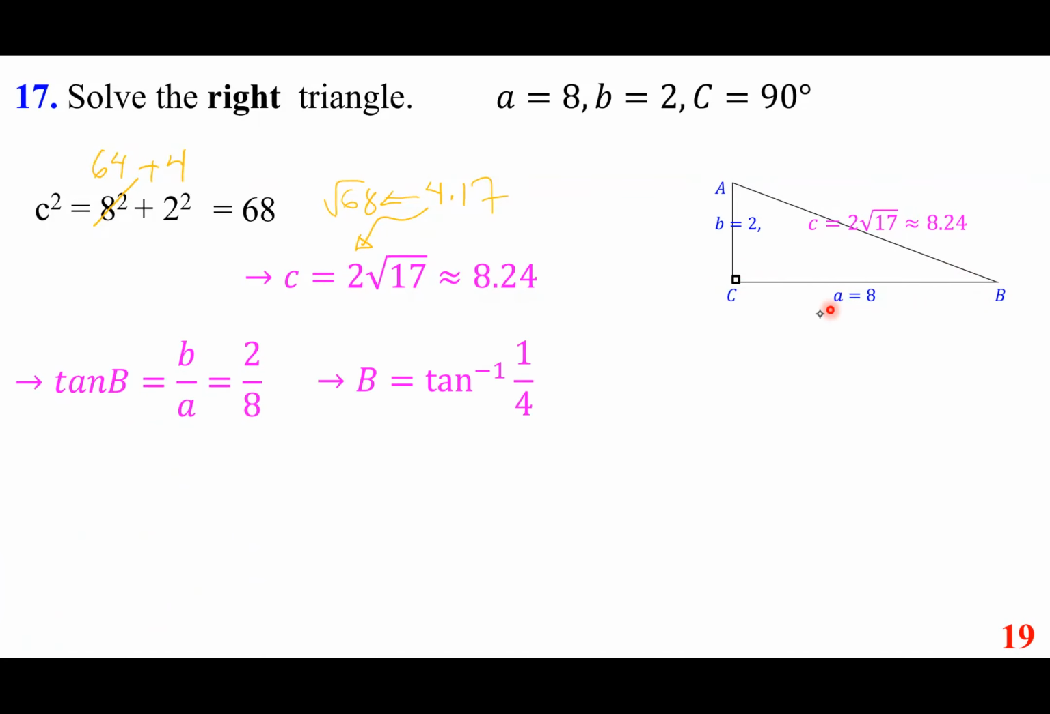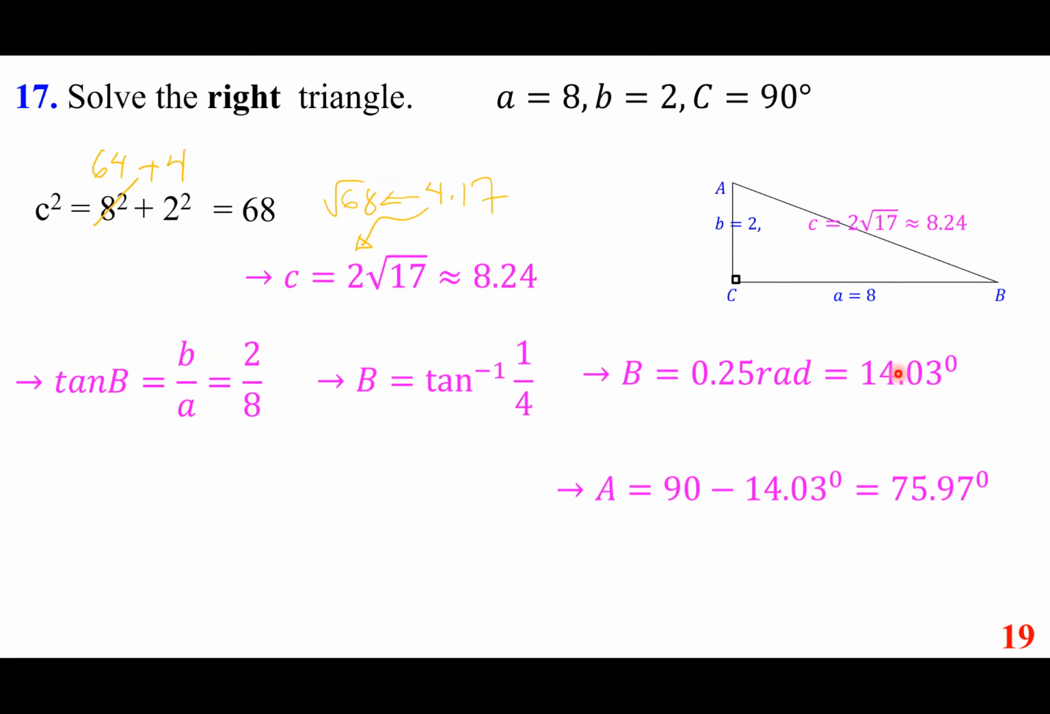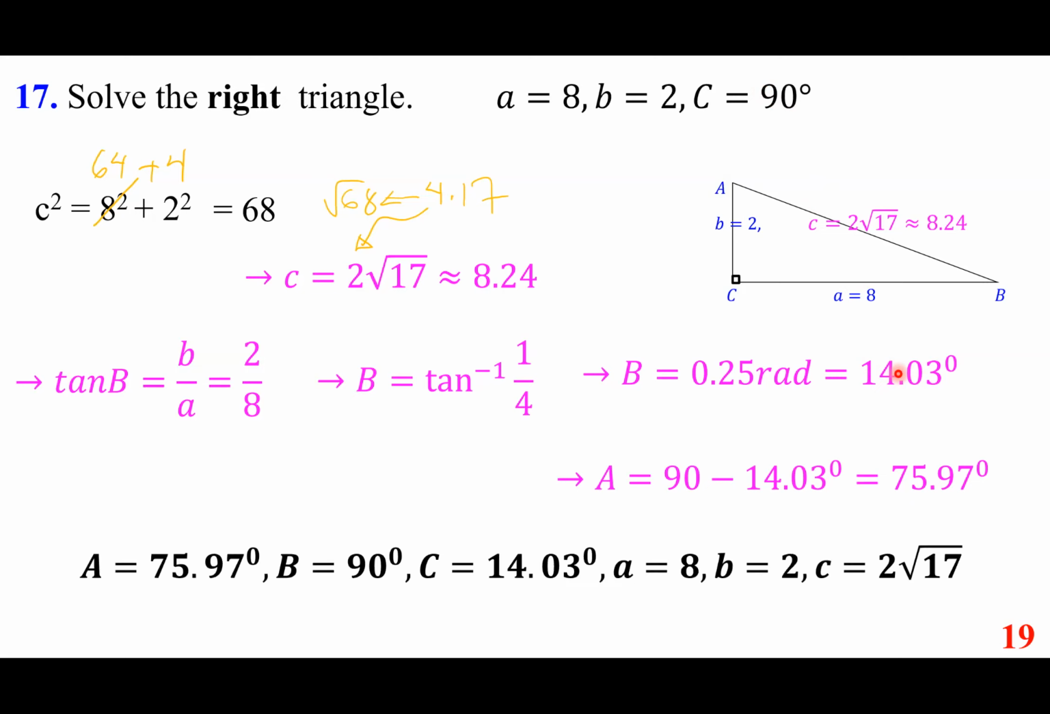And using a calculator, 0.25 radians or 14.03 degrees. And the reason we want to go with degrees is because this was in degrees. And so if we add these two and subtract it from 180, or we don't even have to do that, subtract this one from 90, either way. And we got everything, so we can write A is 75.97, B is 90, C is 14.03, a is 8, b is 2, and c is 2 square root of 17.